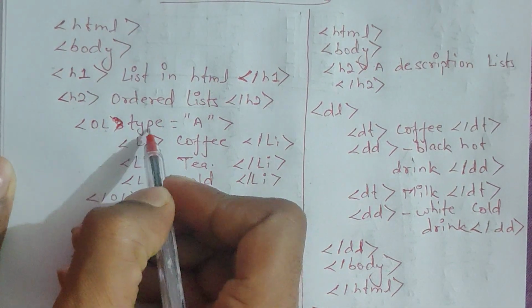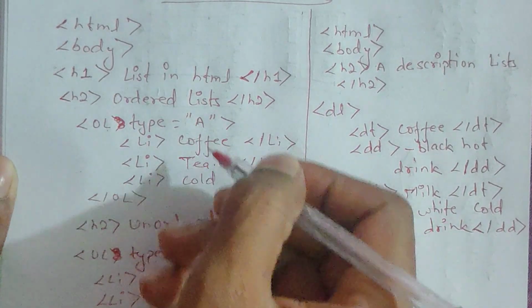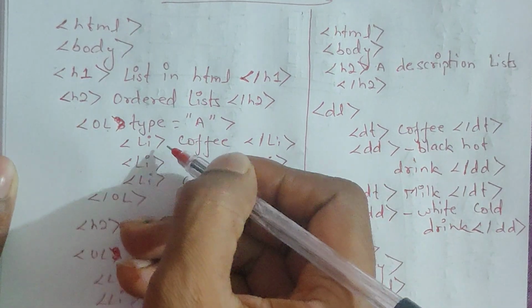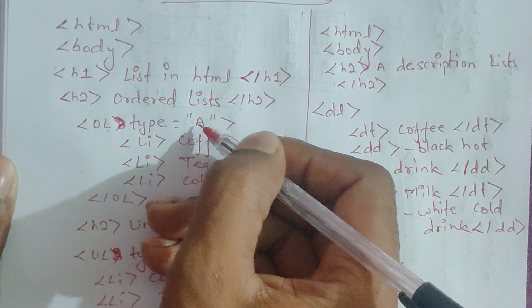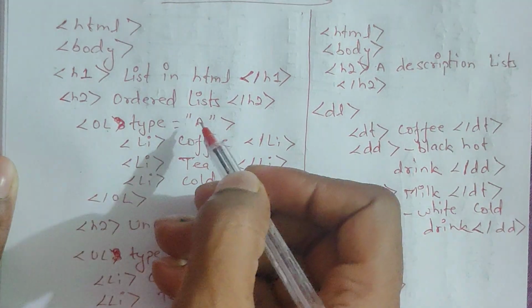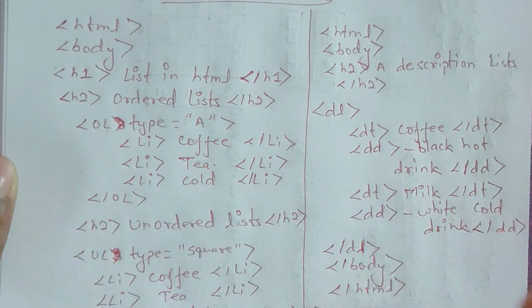ol, space, type equal to A. If I write 1 here, then the order will be 1, 2 and 3. If I write a small a, it will be a, b and c. If I write a capital letter A, it will show as A, B, C in capital letters. If I write Roman numerals, then it will be written in Roman.